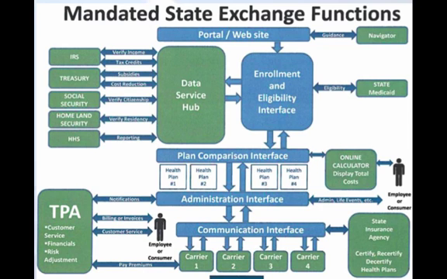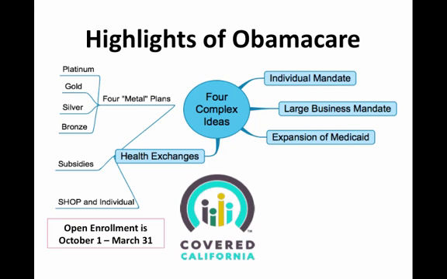Now the whole system is quite complex if you look at all the pieces of it, but I'd like to summarize the major functions of it by looking at 4 main ideas: the individual mandate, the large business mandate, the expansion of Medicaid, and then the health exchanges, which will provide health coverage both to individuals and to small businesses. The acronym SHOP on the bottom left stands for Small Business Health Option Program.